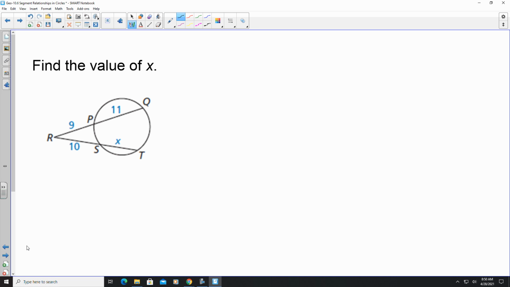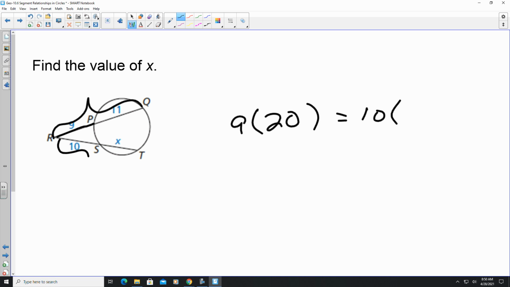Looking at this particular example, they want you to find the value of x. So to find the value of x, I'm going to say that it's going to be RP, which is 9, times this entire line segment, which is RQ, which is 9 plus 11, which is 20, is going to be equal to 10 times, again, remember this entire thing, which is going to be x plus 10.